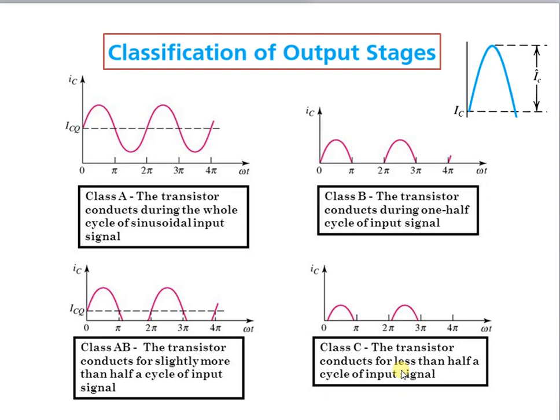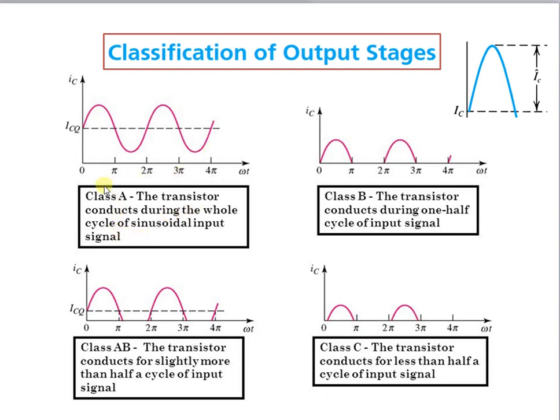So let us look into each of the classes individually. The first one is the class A power amplifier. Here the Q point is located at the center of the load line. So the output signal will vary over the full cycle of the input signal.